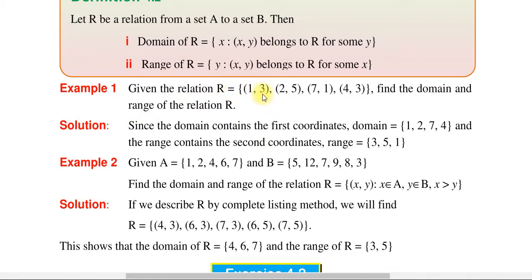For example, given the relation R which is equal to the set of (1,3), (2,5), (7,1), (4,3), find the domain and range of the relation. The domain is the first coordinate, the x values of the ordered pairs. So since the domain contains the first coordinate, the domain is equal to {1, 2, 7, 4}.